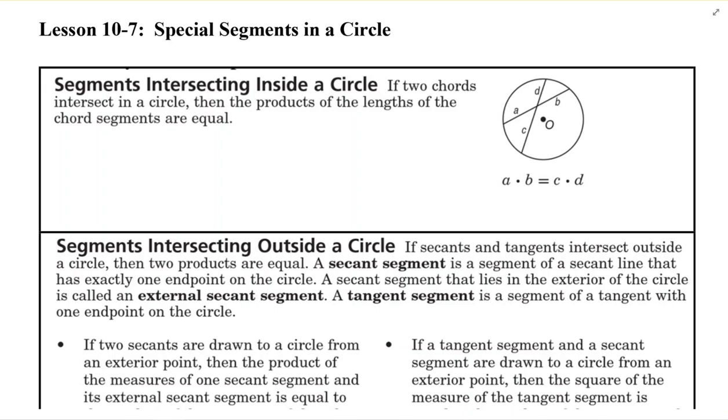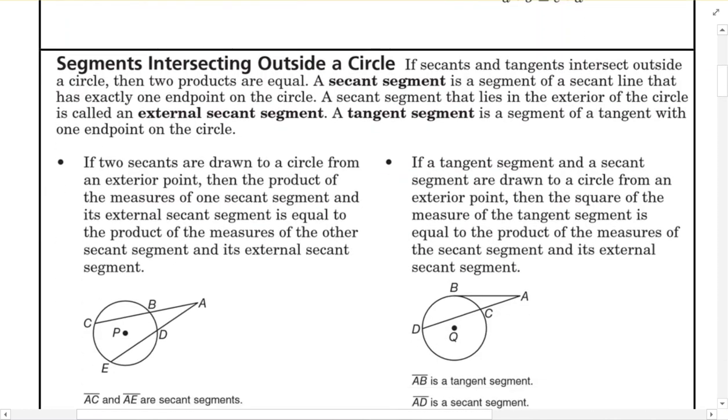Today we're going to cover special segments in a circle, lesson 10.7. If two segments intersect inside of the circle, so either chords or we could talk about secants, then the products of the lengths of the chord segments are equal. So if I look at this one, A times B would equal C times D.